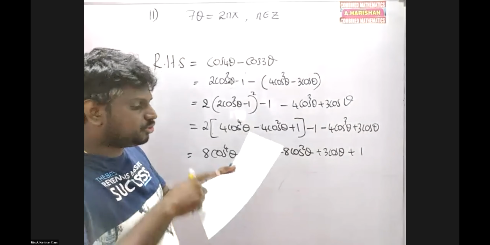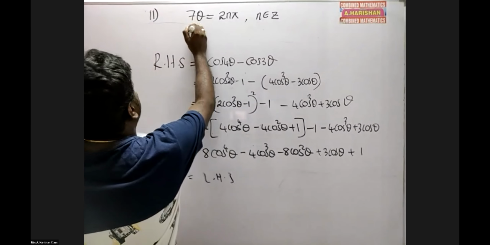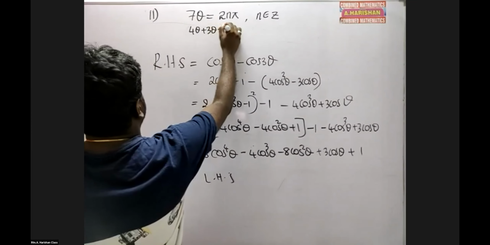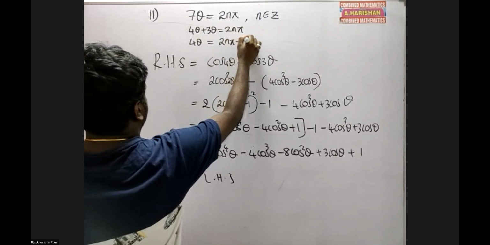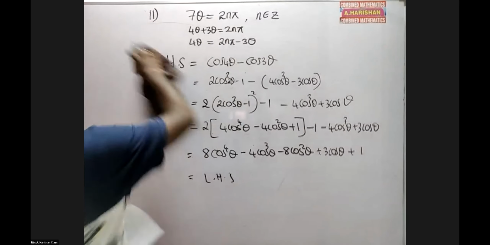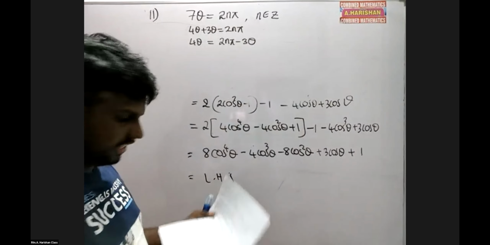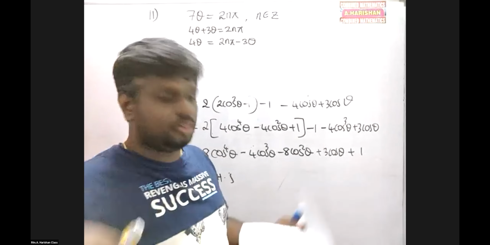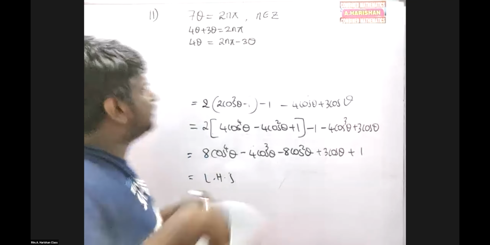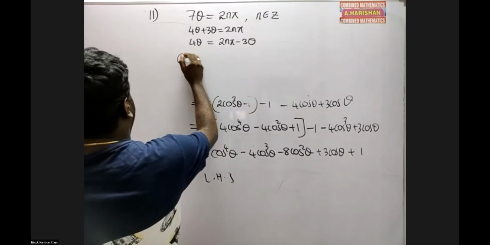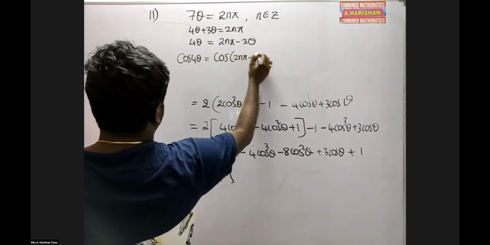Okay. So now I have to show that cos 4 theta is cos 3 theta. That's easy, right? Because I can write this as 4 theta plus 3 theta equals 2n pi. So 4 theta equals 2n pi minus 3 theta. Now you take the cos both sides. So this is the easiest one. You can solve also, and by solving that you can show that 7 theta is an integer multiple. That is also possible, but this is also nice. So if I take cos 4 theta, then cos of 2n pi minus 3 theta.